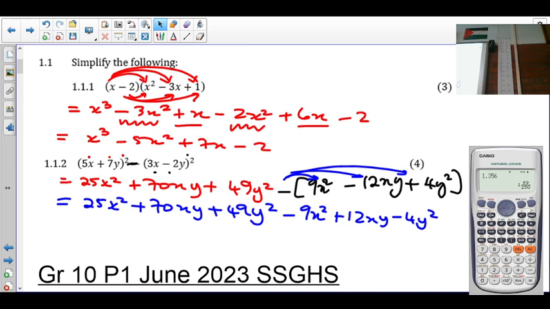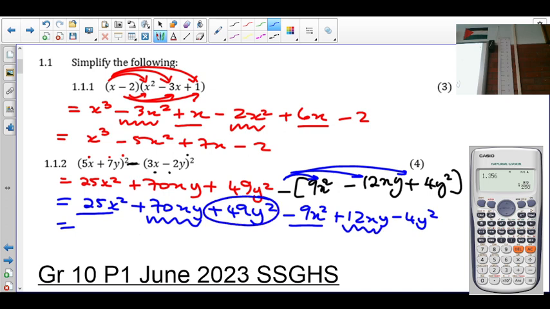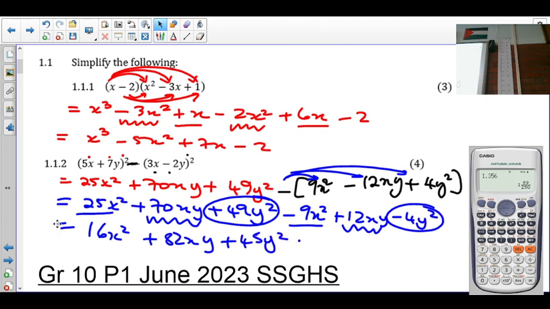Thereafter we again add like terms. Not so? So 25x squared is a like term to negative 9x squared. 70xy is a like term to 12xy. And 49y squared is a like term to negative 4y squared. So 25x squared minus 9x squared is 16x squared. 70xy plus 12xy is 82xy, plus 45y squared. Okay. Any issues there?